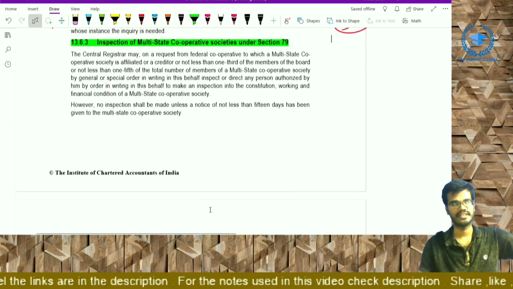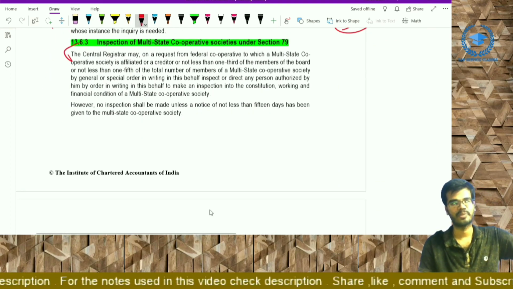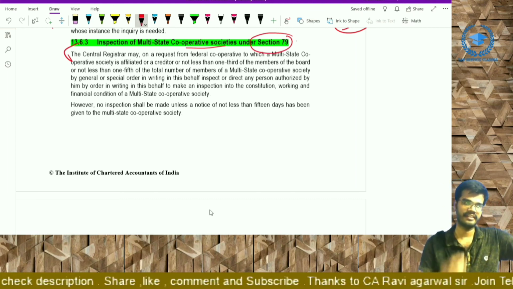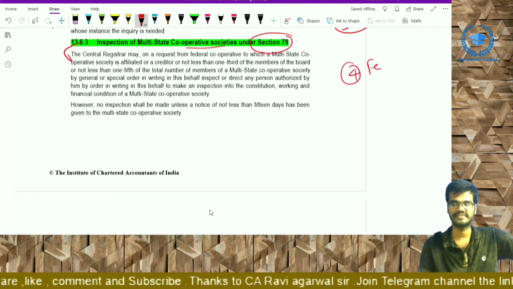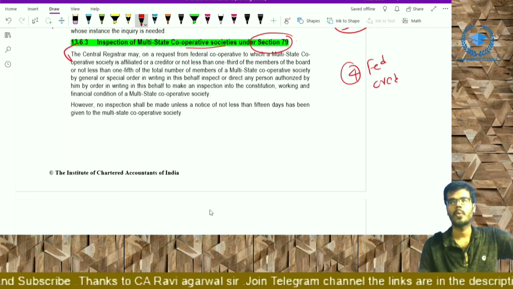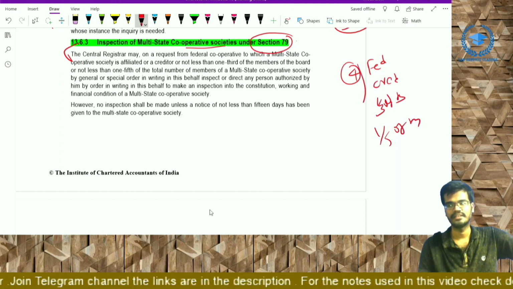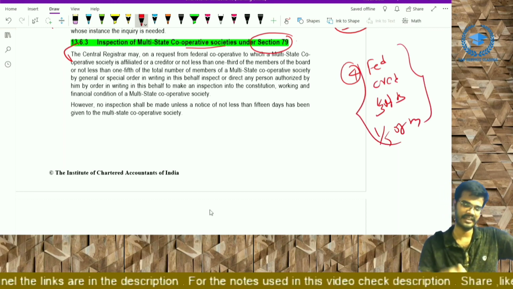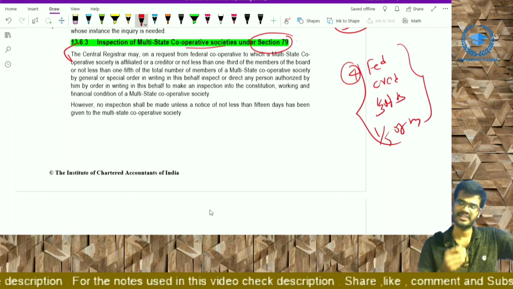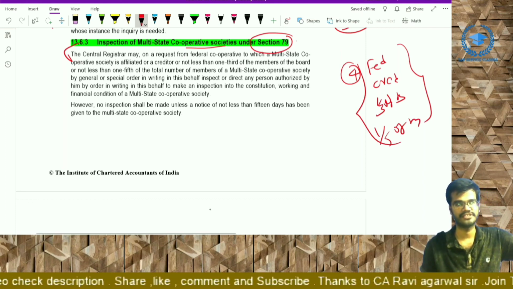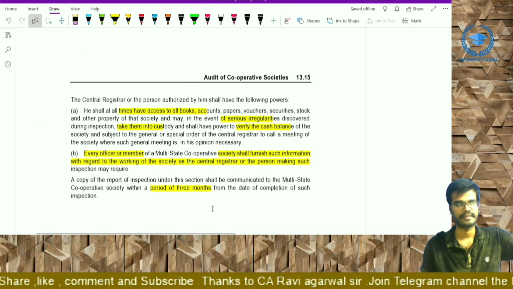And coming to our last topic, that is the inspection of a multi-state cooperative society under section 79. This is similar. The same 4 parties we have discussed apply: federal society, creditor, 1/3 of board, and 1/5 of members. The central registrar may order an inspection of the cooperative society based on the same 3 conditions: constitution, working, and financial position.